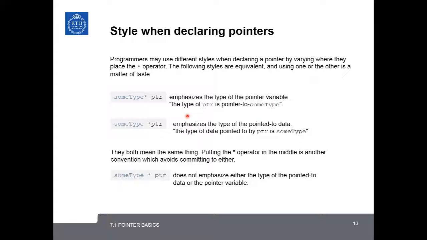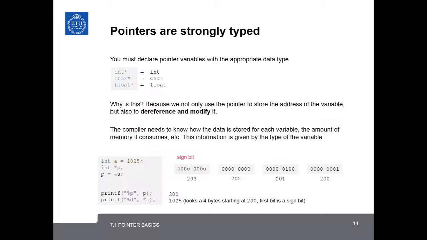The second style emphasizes the type of the pointer to data. Here, we begin with the type, and then a space, and then a star, and then the pointer identifier. In this case, we're saying the type of data pointed to by the pointer is some type. Both of these styles mean the same thing. You can also put the star in the middle, which is another convention that avoids committing to either.